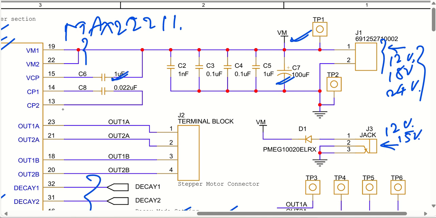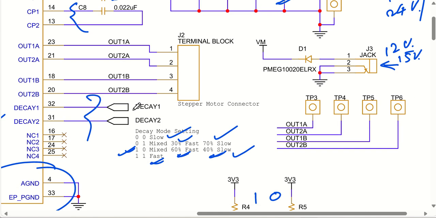We have charge pump capacitors, we have charge pump capacitor one more, and then this is the main important thing that is there, our requirement, which is out 1A, out 2A and out 1B, out 2B. So this is the terminal block that is going to get connected to your stepper motor driver. I have given 4 test points also for these 4 outputs.